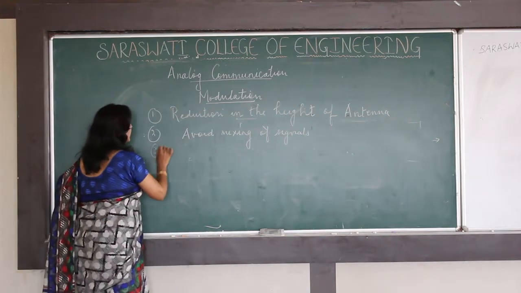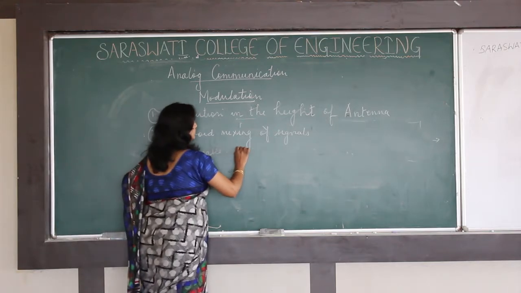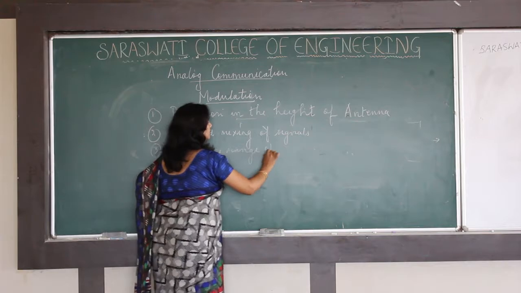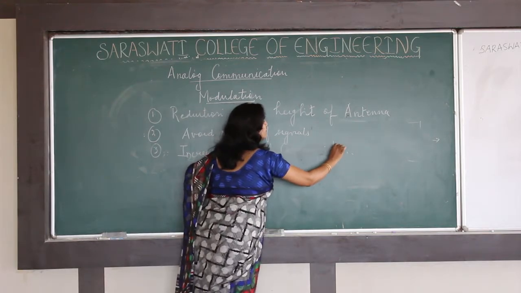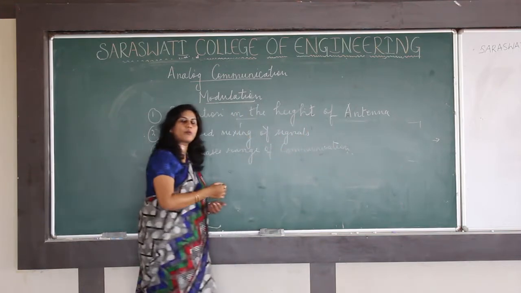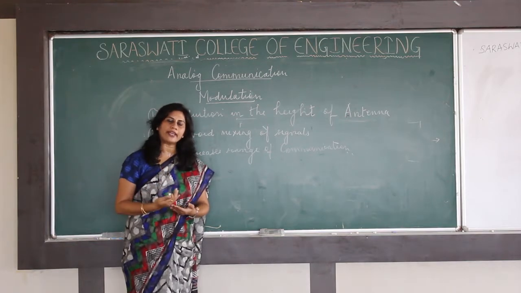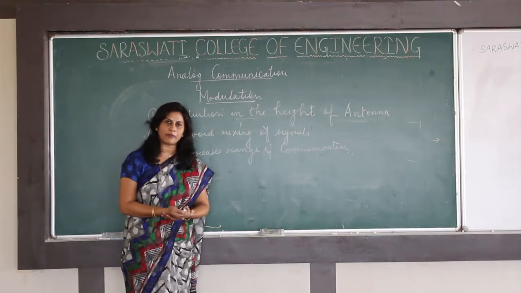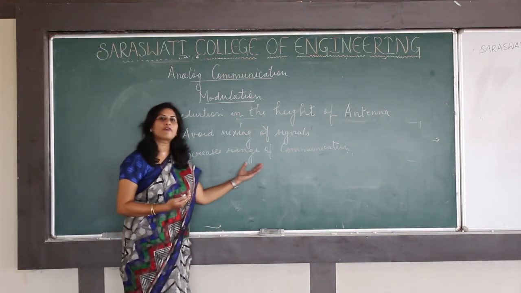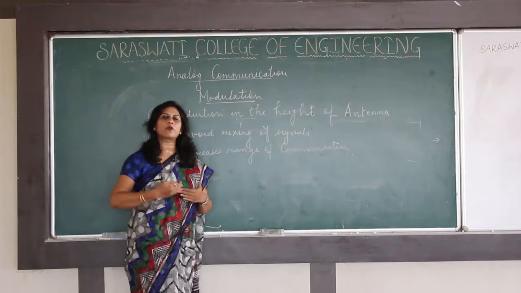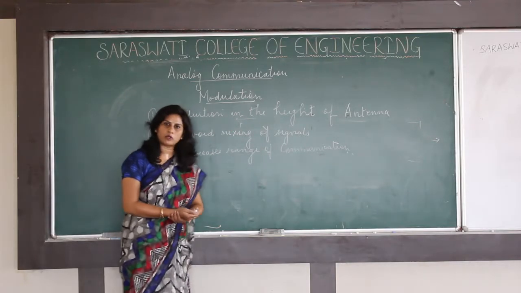Third, it increases the range of communication. As you can see, if my signal is a low frequency signal, it cannot propagate very far. So in the process of modulation, we take a carrier whose frequency is high, in the range of megahertz. Since the frequency of my signal is larger, I can increase the range of communication. That is, my signal can propagate a longer distance, and again this is possible only because of the process of modulation.